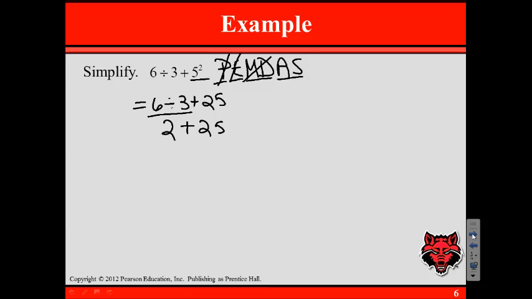And now we look for addition or subtraction. Here we have one operation left. That is 2 plus 25, which equals 27. You can see why it's important to have an order of operations. If you would have started somewhere else, it's possible that you would not have the same exact answer.